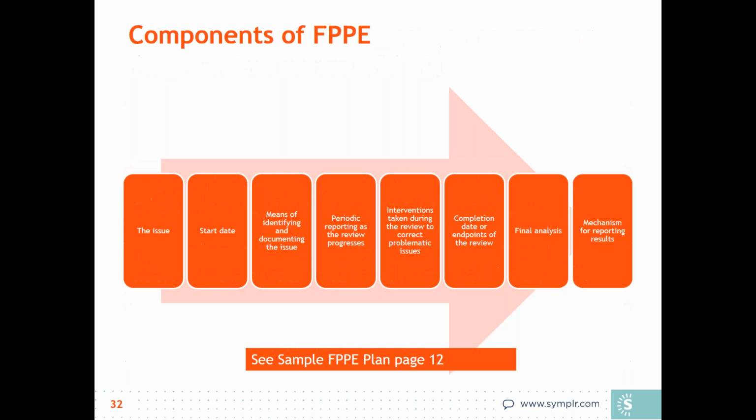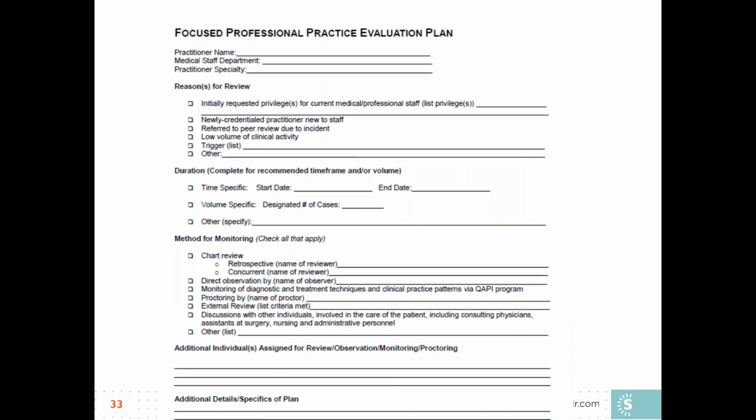So when you're looking at Joint Commission standards, they have these mechanisms, these components of FPPE, including what is the issue and when is the FPPE starting, how are we going to identify and document the issue, and what kind of periodic reporting do we need, and what kind of interventions need to be taken to review and correct any kind of problematic issues that occur. What's the start and the ending dates of the review, and we need a final analysis and a mechanism for reporting those results.